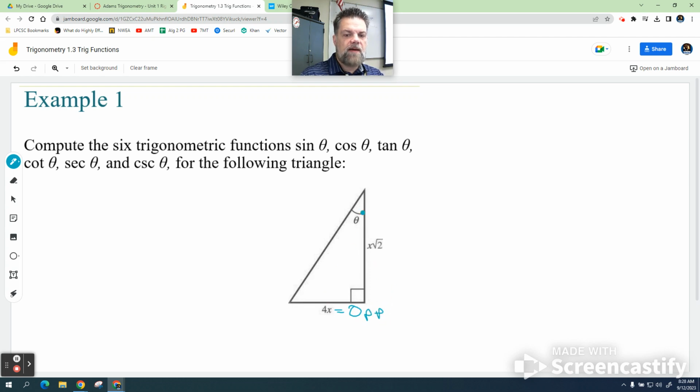How do I know it's the opposite? It's across from theta. The one across from the 90-degree angle is the hypotenuse. We don't know what that is yet. We'll have to find that. And then the one left over is the adjacent. Okay.